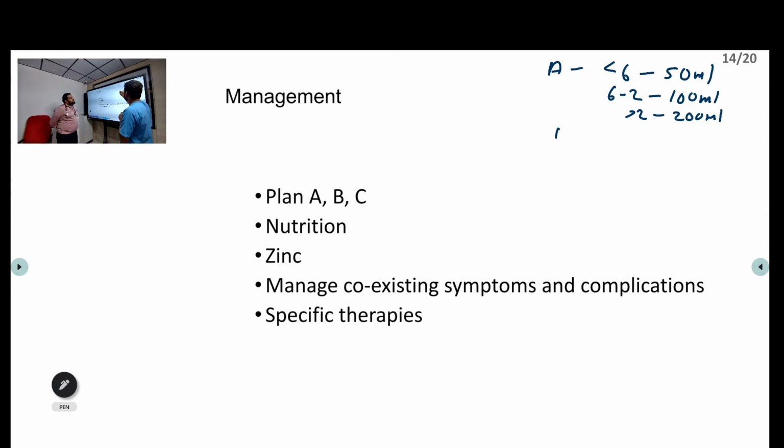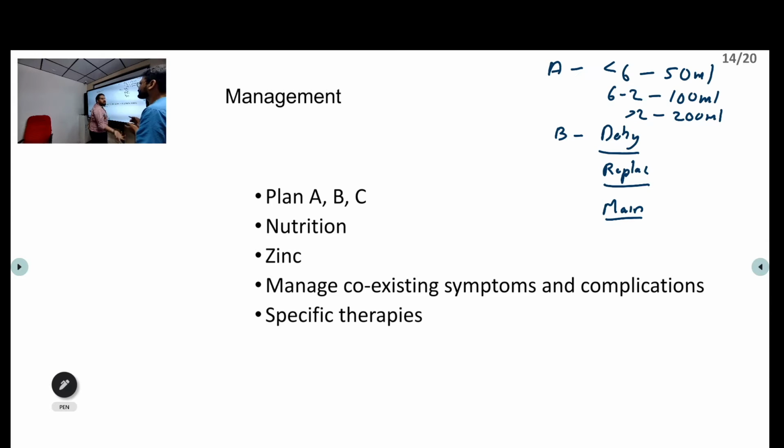Okay. Then we come to plan B where there is some dehydration. This is basically categorized into 3 headings. One, you have to correct the dehydration. Then you have to replace the ongoing loss. And finally, maintenance fluid for the child. Why in plan A are there none of these things? Because there is no evidence of dehydration. That is why we are giving just whatever loss is there. Here, as I told before, you have to correct the existing dehydration, then replace the fluid, and give maintenance fluid.